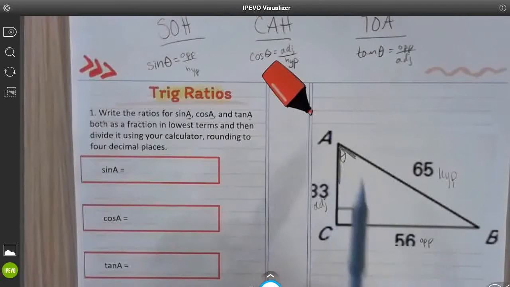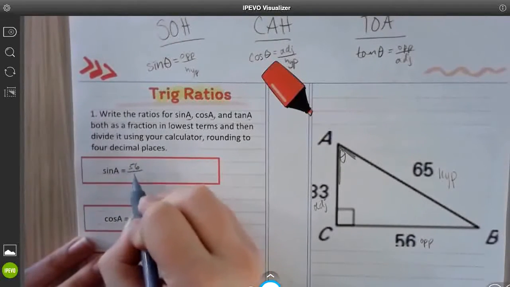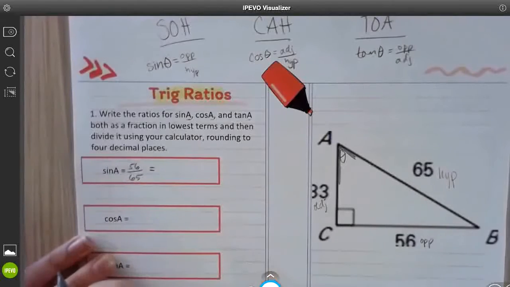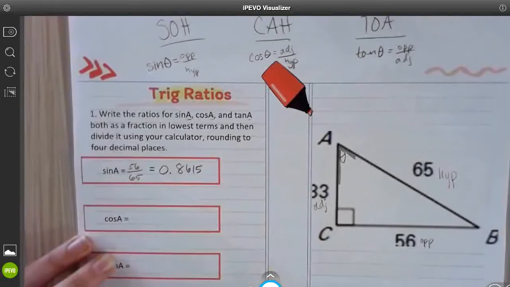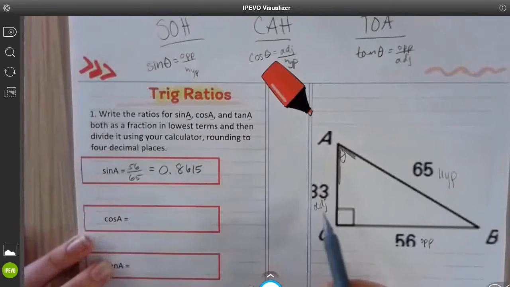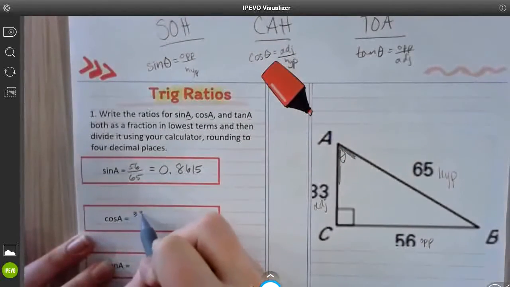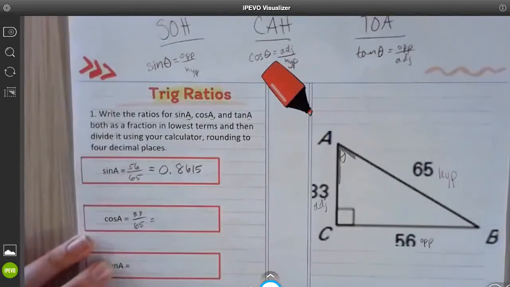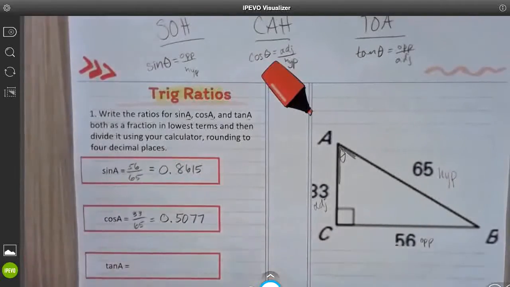So from angle A, we need the opposite number divided by the hypotenuse number, which will be 56 over 65. As a decimal in our calculator, that would be 0.8615, rounding to 4 decimal places. That's all they wanted. We can't simplify 56 over 65, so that's it. Okay, cosine of A is going to be the adjacent over the hypotenuse, or CA. So the adjacent is 33, the hypotenuse is still 65, and then as a decimal, that will be 0.5077.